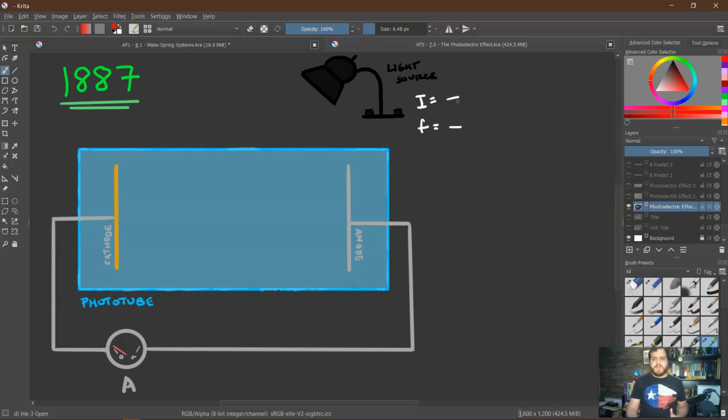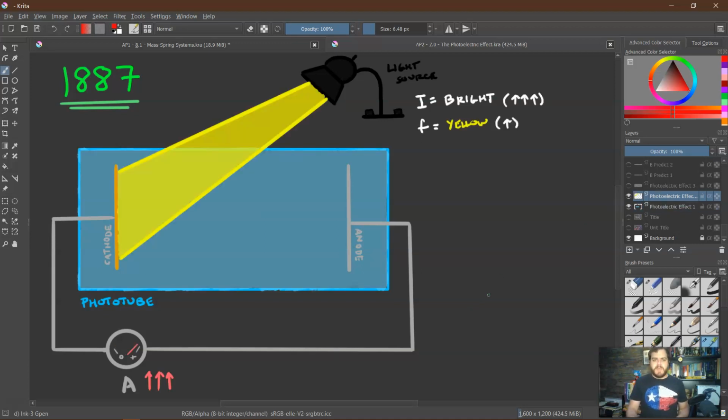And additionally, we have a light source that we can vary the intensity or the brightness of, as well as the frequency or the color of light from it, and we're going to shine this light on this cathode here. And this cathode is just the name for this particular piece of metal. And when we do that, all of a sudden, a current starts flowing through this wire.